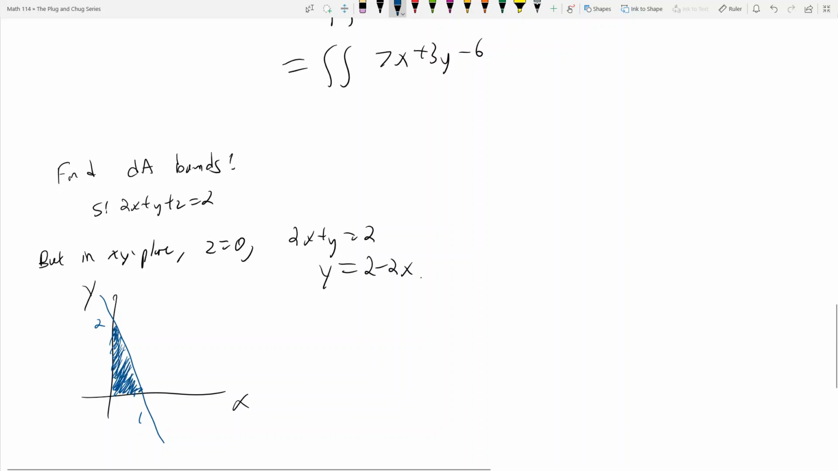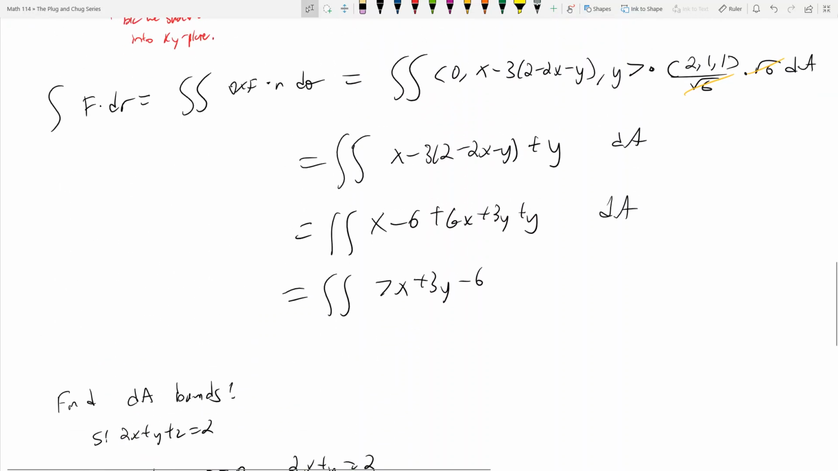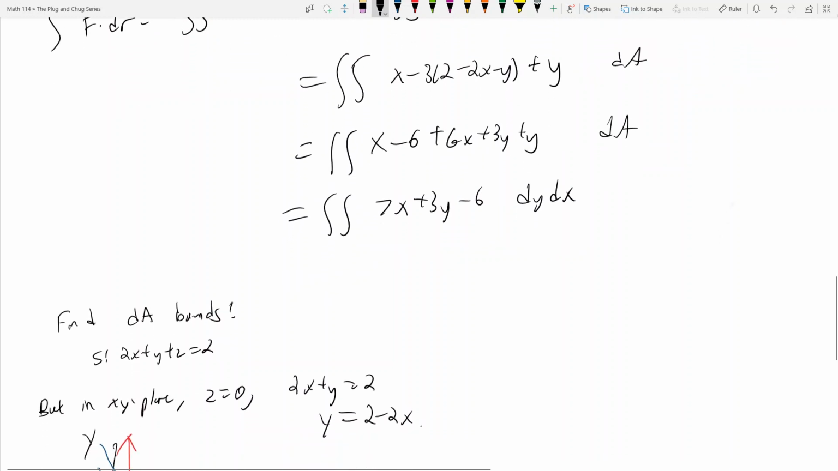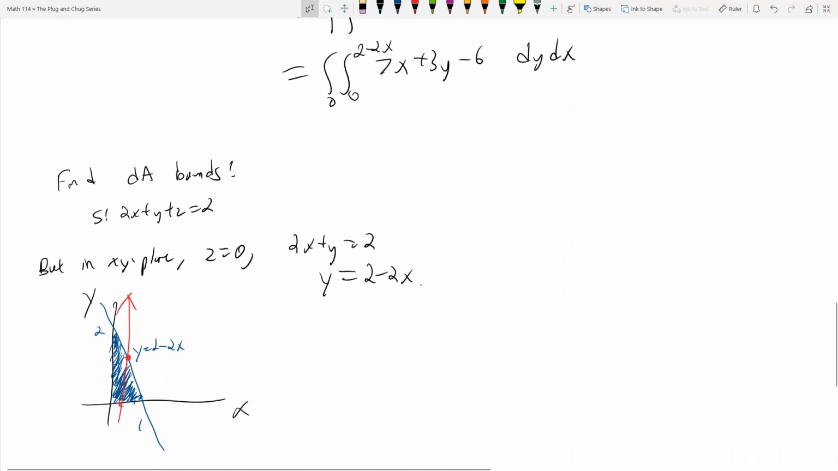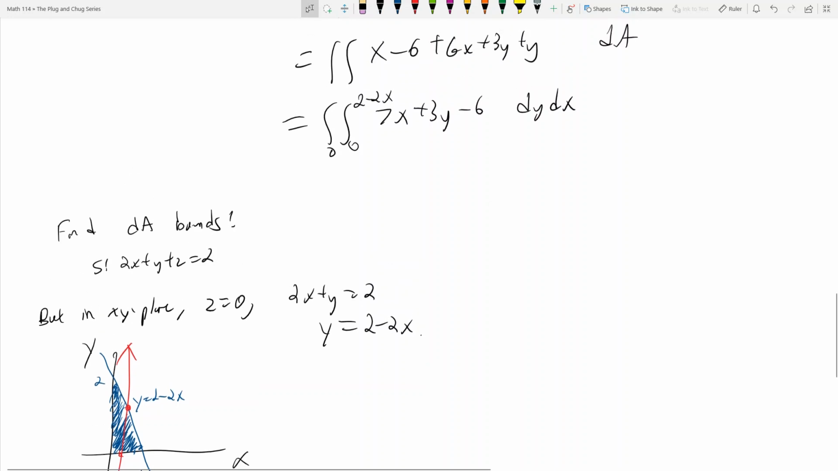And now I just need to figure out my order of integration. Since y is equal to 2 minus 2x, it makes sense to integrate with respect to dy first, right? So I hit 0 and then I hit the line, so I would want to do dy dx, and dy would go from 0 to 2 minus 2x. And dx, the minimum value is going to be 0, because I'm in the first octant, and the maximum value, as we can see in this region down here, is going to be 1.